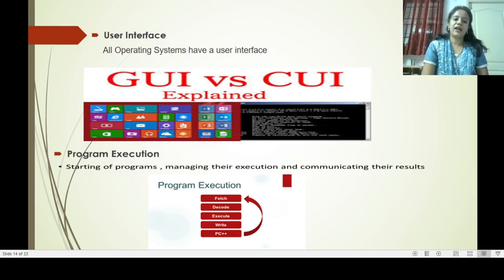Program execution. As we know, when a program is executing, it needs many of the resources and it should be loaded into main memory. From the main memory, that will be fetched by the CPU for execution. Starting of programs, managing their execution and communicating their results will be done by the operating system.